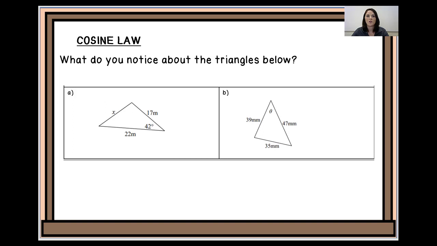What do you notice about the triangles listed below? The first thing that I notice is that they are not right triangles. We have two acute triangles. If we look at the first example on side A, we're given side, angle, side. So 17 meters, 42 degrees, and 22 meters. So that's side, angle, side. And in the second example, we're given 3 side lengths, and we're looking for a missing angle. So let's go ahead and write this down.